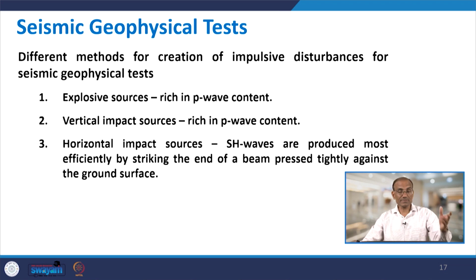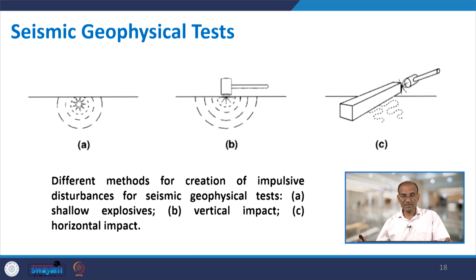One source could be an explosive source, which is normally rich in P wave content. Then you may have a vertical impact source, again rich in P wave content. Then you can apply horizontal impact sources, where S waves are produced most efficiently by striking the end of a beam. So, these three sources are there.